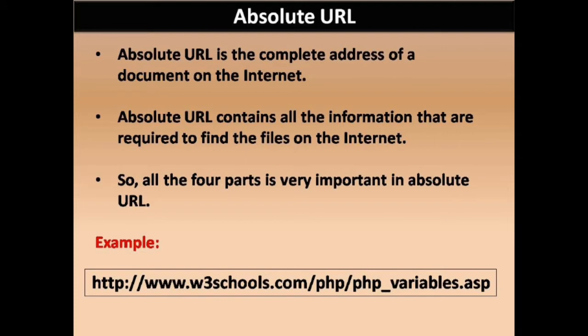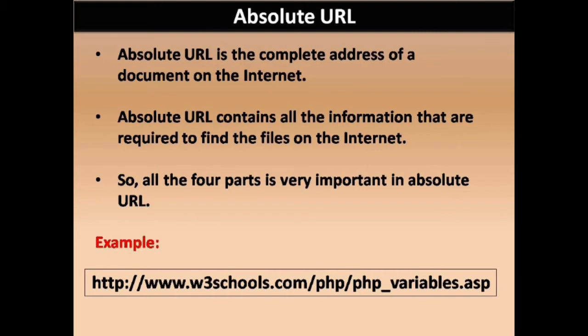Here I specify one example. W3Schools is a domain name. It consists of various e-materials for learning computer related concepts. If I want to learn PHP variables, the PHP variables concepts are stored in one file. That file has the extension .asp. ASP, you know very well, is also one of the file types similar to PHP. So php_variables.asp, this is the file name.